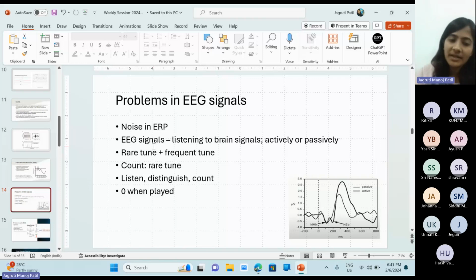There are something called rare tunes and frequent tunes. The counts of them also differ. It starts when it's played as well. So a person has to listen, distinguish, and then count. So these are how the signals are there. These are the problems that arise when a person does the acquisition of EEG signals.